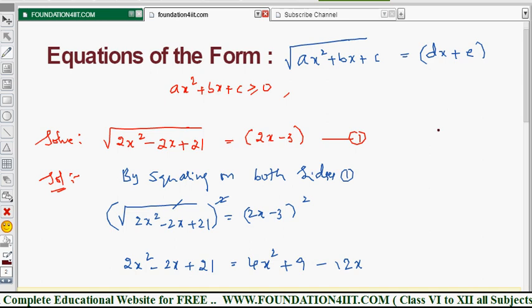Now let us see, when the solution set is given, how to find the quadratic equation. I'll explain now: when the solution is already given, how to find the quadratic equation from the roots. Let us find out now.